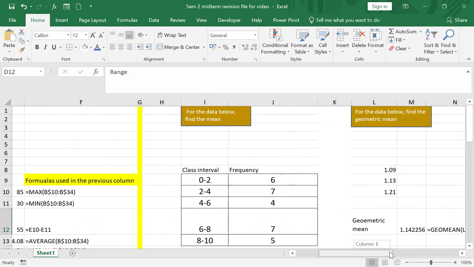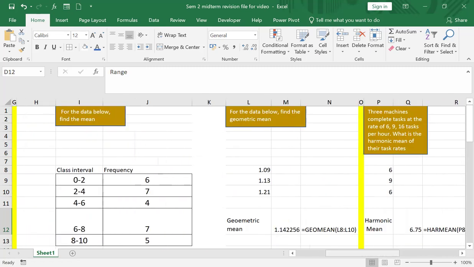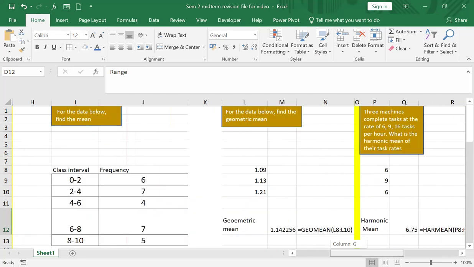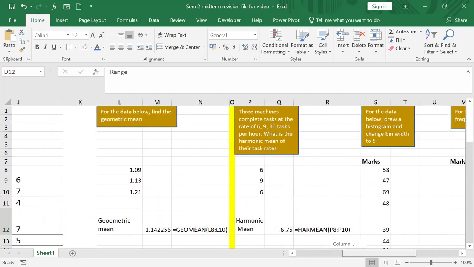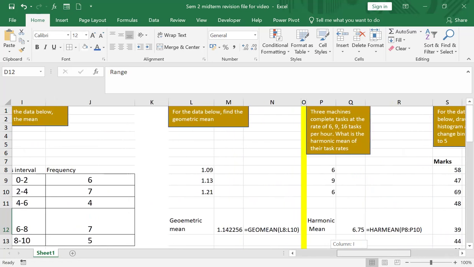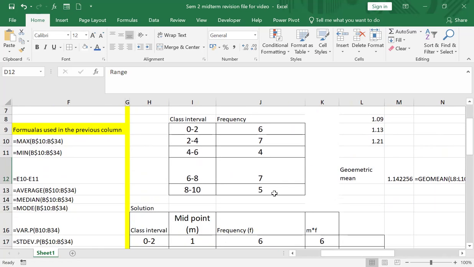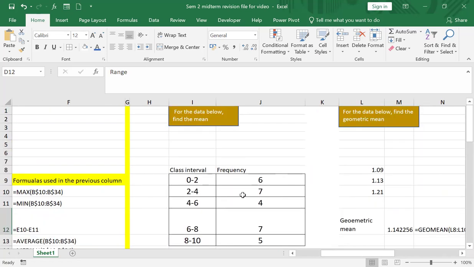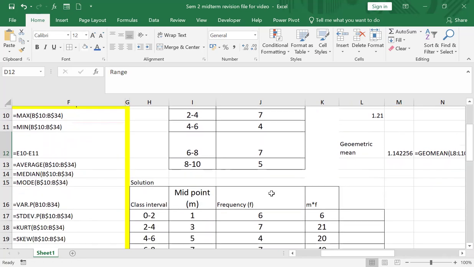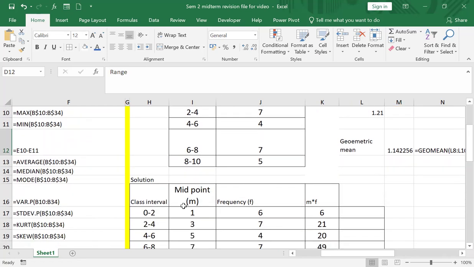Now there are some more measures of central tendency. Now this is getting the mean from the frequency distribution. Then you've got the geometric mean as well as the harmonic mean. They are also coming under the measures of central tendency. Now let us find out how to get the average for this frequency distribution. 0 to 2 there are 6, 2 to 4 there are 7. We have to make an additional column to get the midpoints.